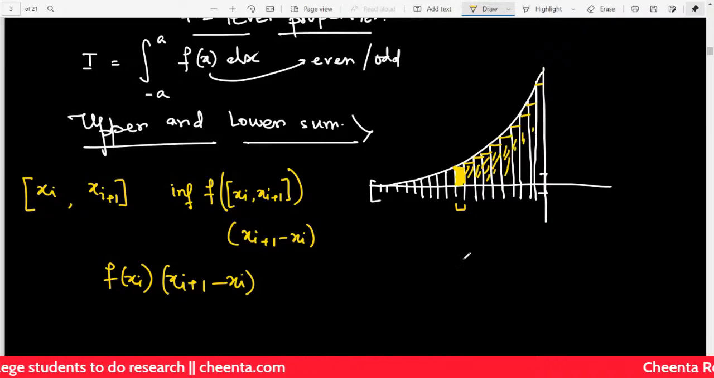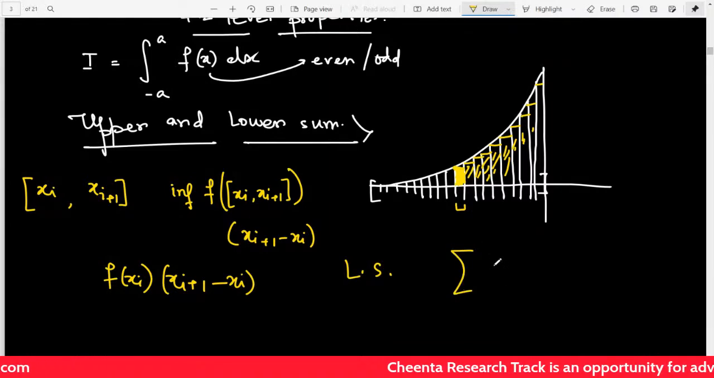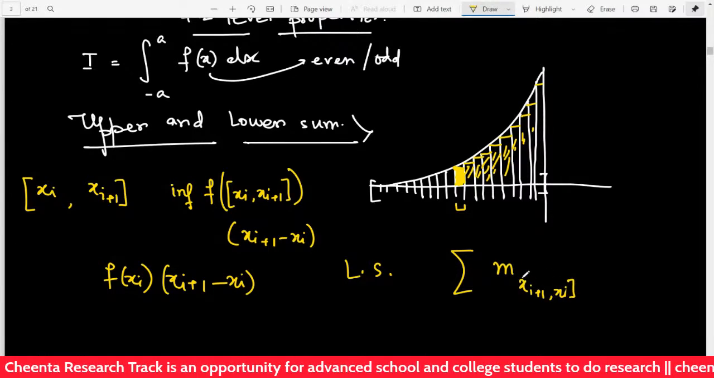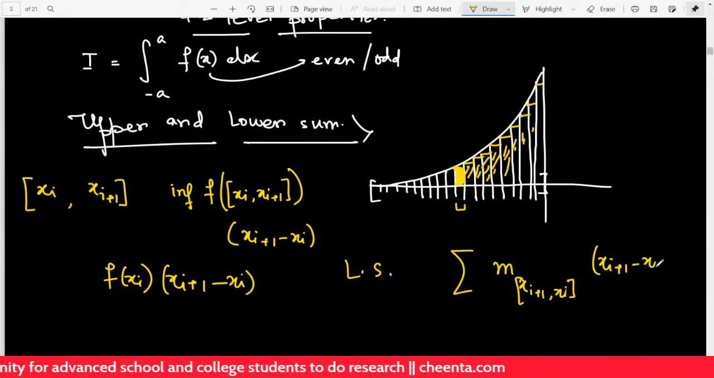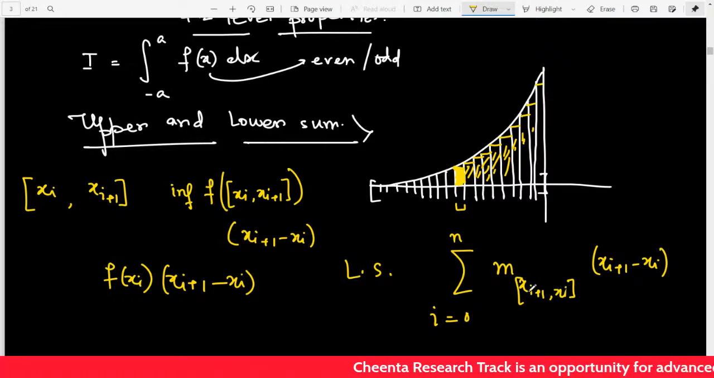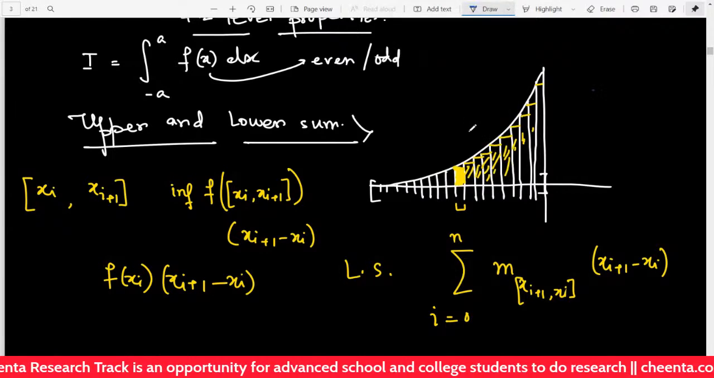So that is the reason the lower sum is practically written like this: the infimum on each interval [xi, xi+1], times (xi+1 minus xi), where i goes from 0 to n or 1 to n plus 1, whichever indexing you take. So that is how this is the lower sum. Now what is the upper sum?